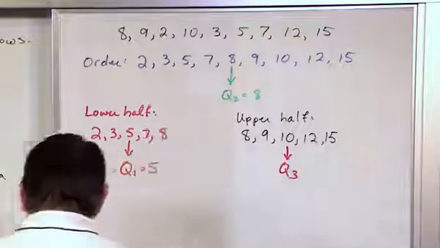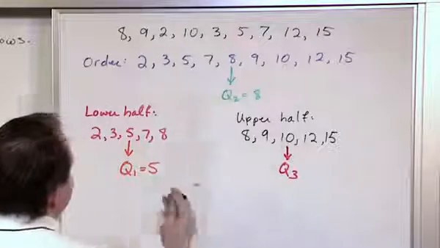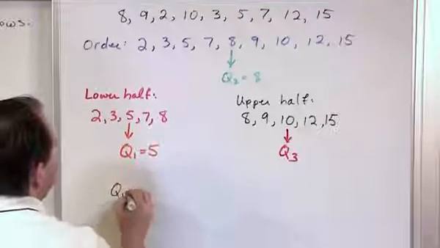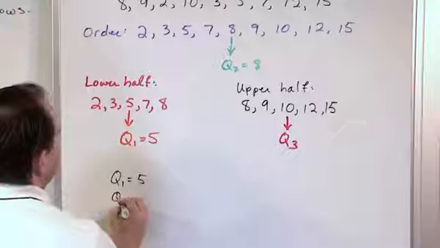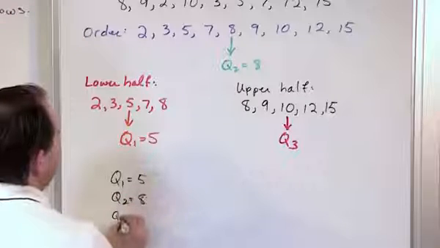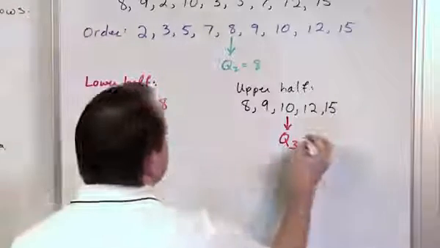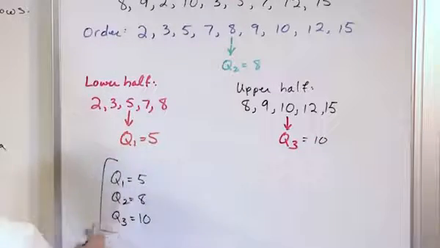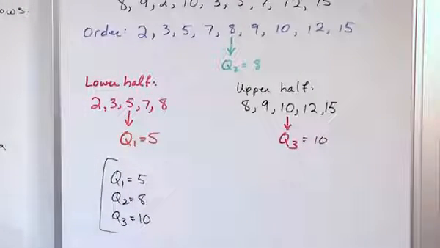So if you were to write down the quartiles of this data set, you would say Q1 is equal to 5, Q2 is equal to 8, and Q3 is equal to 10. These are the 3 values: 5, 8, and 10. All right? It's really not too hard.